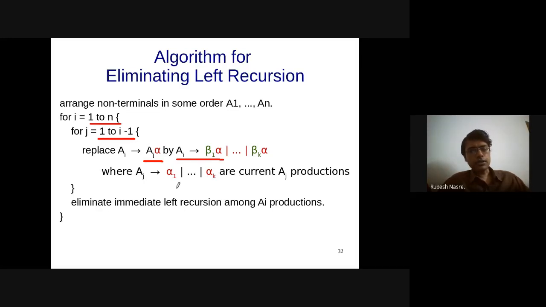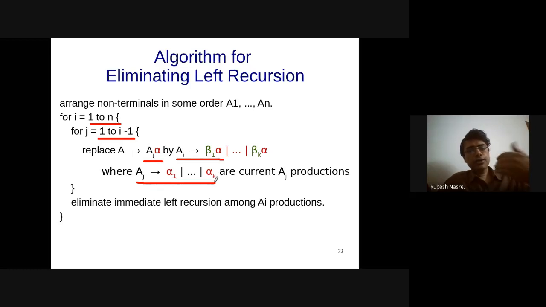So these are the baseline productions, where AJ derives alpha 1 to alpha k are the current AJ productions. Those are the AJ productions which we have done so far. There is also one small step which we have to do: we have to eliminate the left recursion among the AI productions. So what we are doing is essentially ordering these different AIs and making use of the previous transformations in the next transformation, making use of AJ in the transformation of AI.